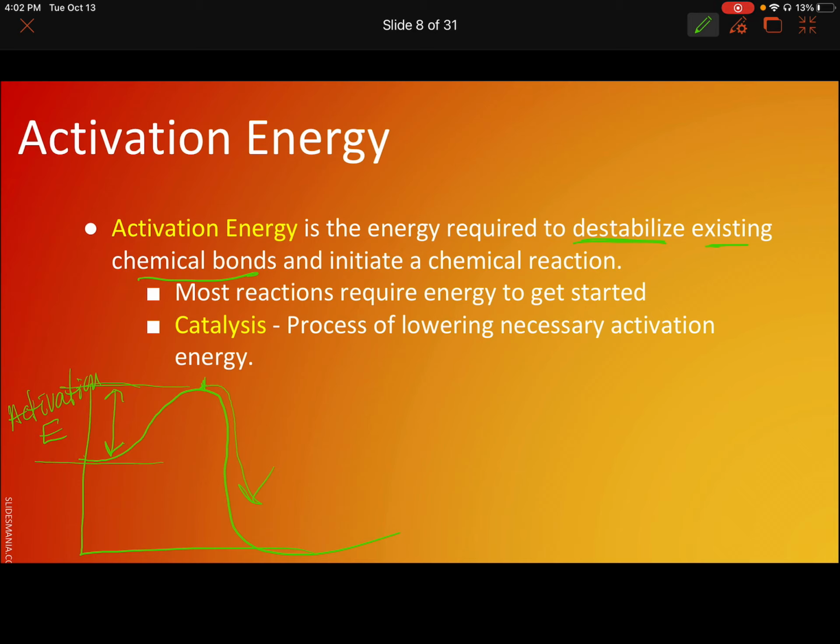Most reactions require energy to get started, and catalysis is the process of lowering necessary activation energy. So anytime you're talking about catalysis, you're talking about using an enzyme to lower the activation energy for a chemical reaction to proceed.